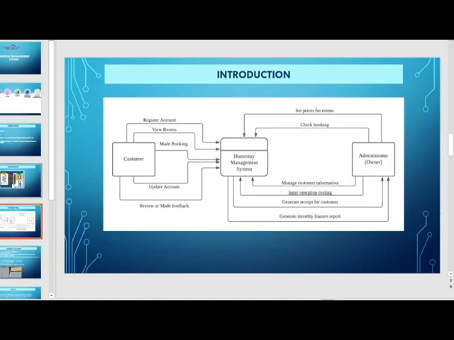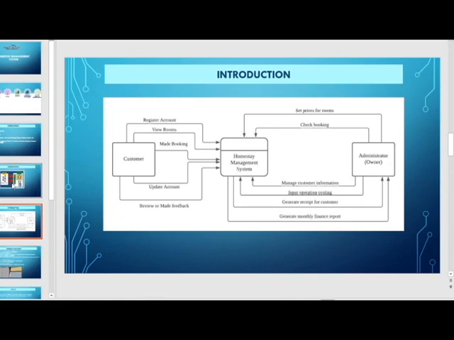So let's see the process in this context diagram. What is the interaction going on? It is between the customer and the system, and also the administrator and the system. Basically, the customer can register their account, view all the rooms available, make booking, update their account, make a review or comment suggestion, and enter the system.